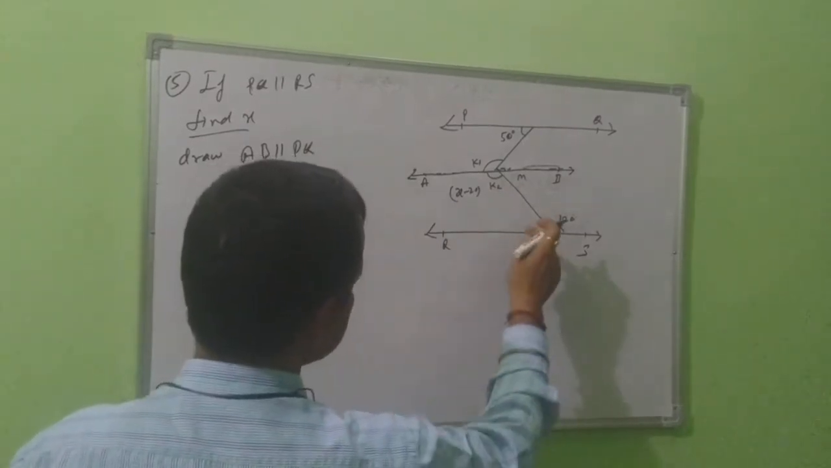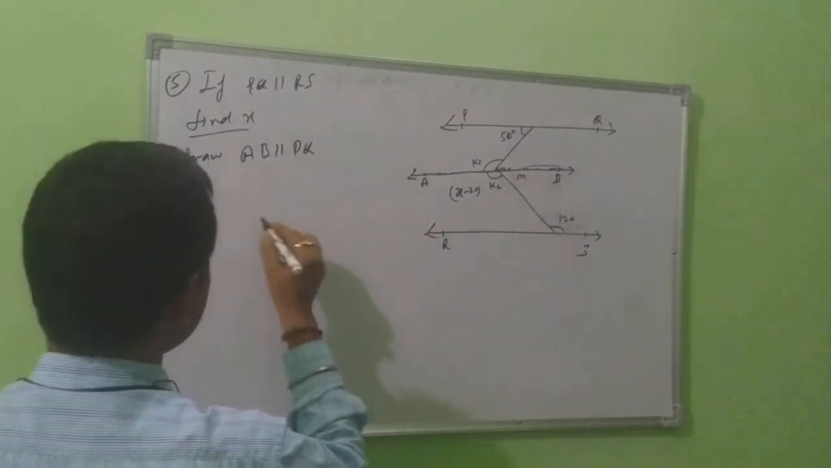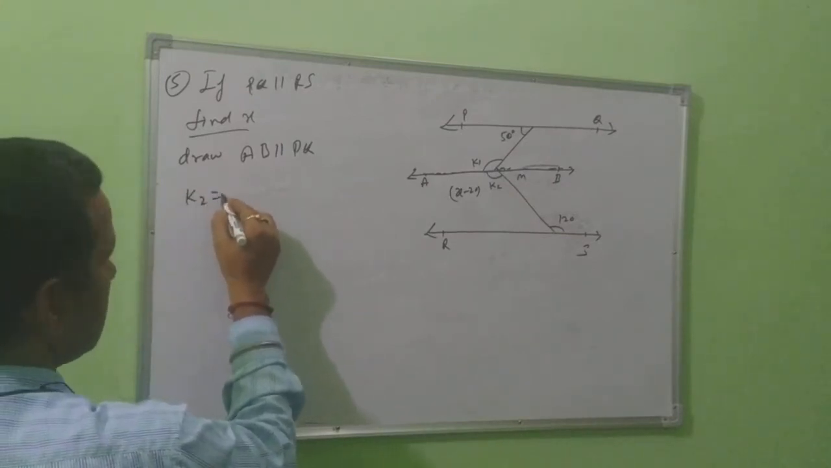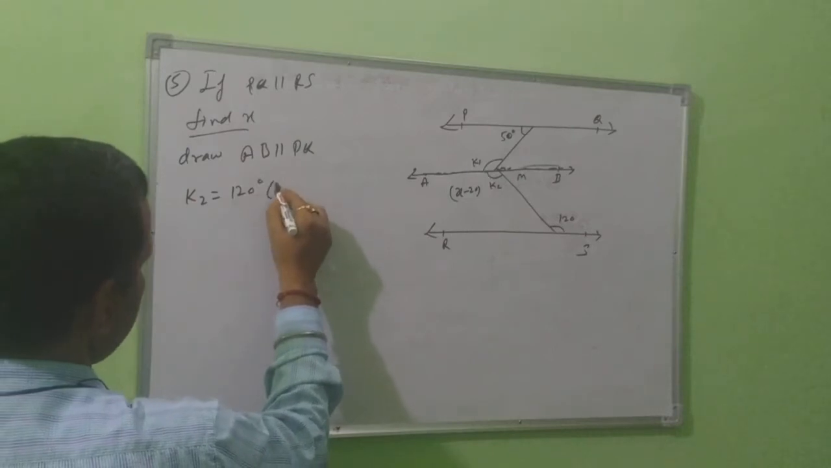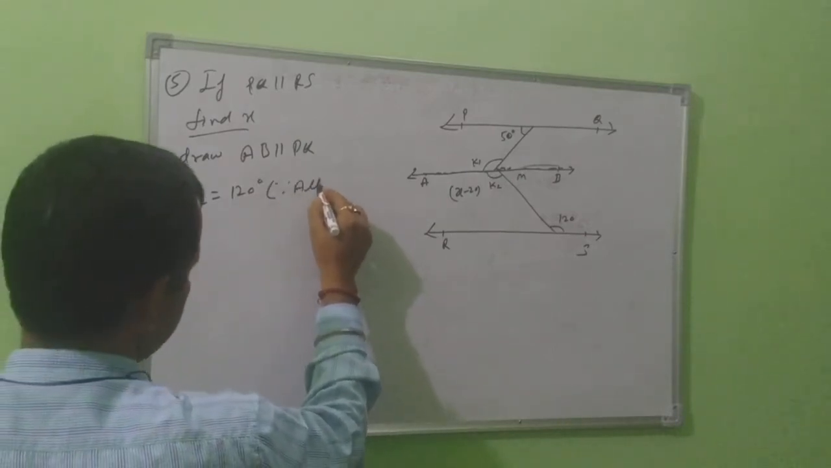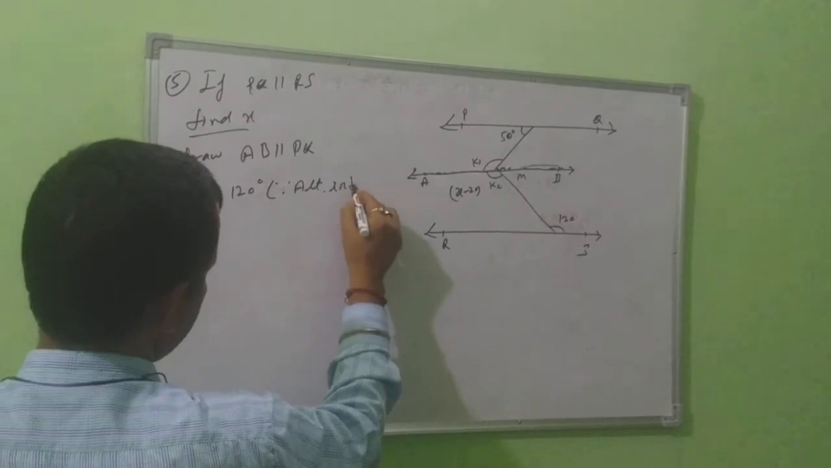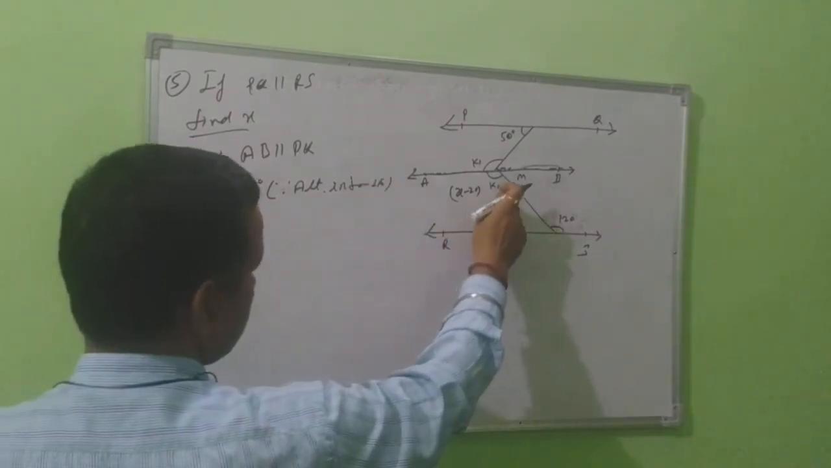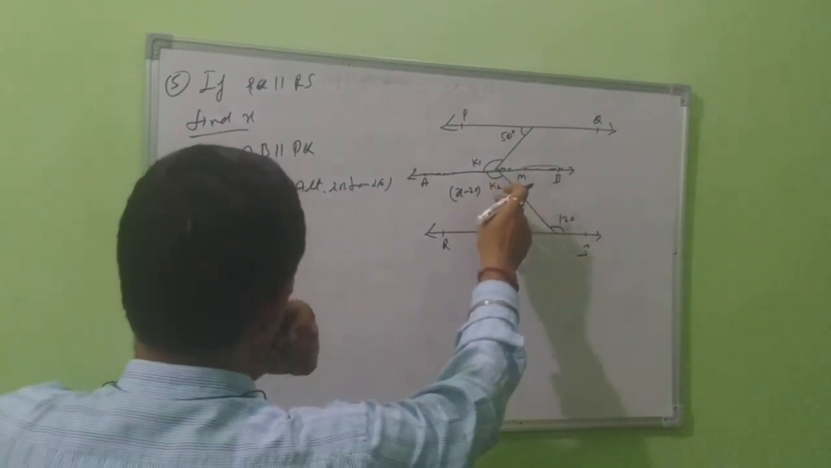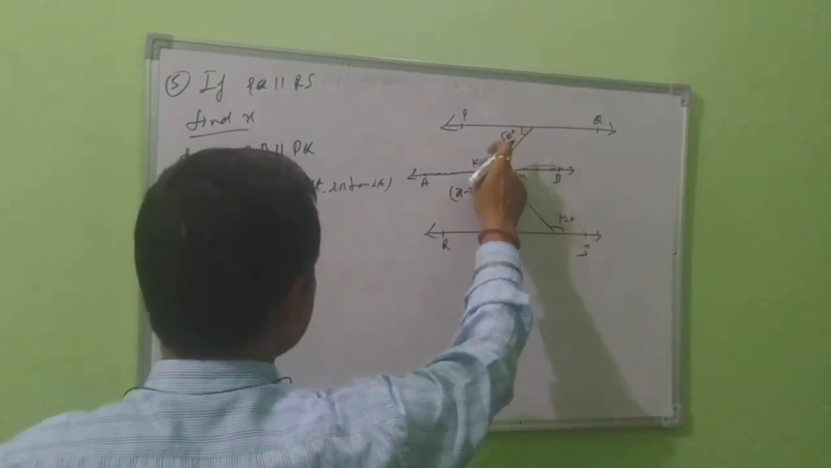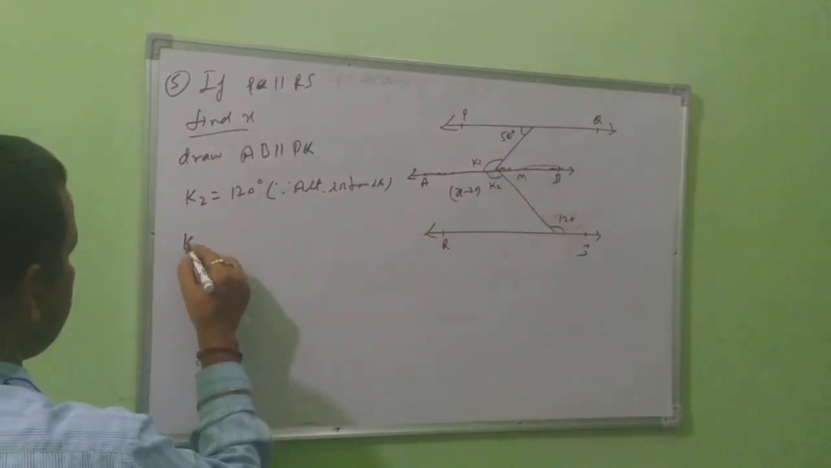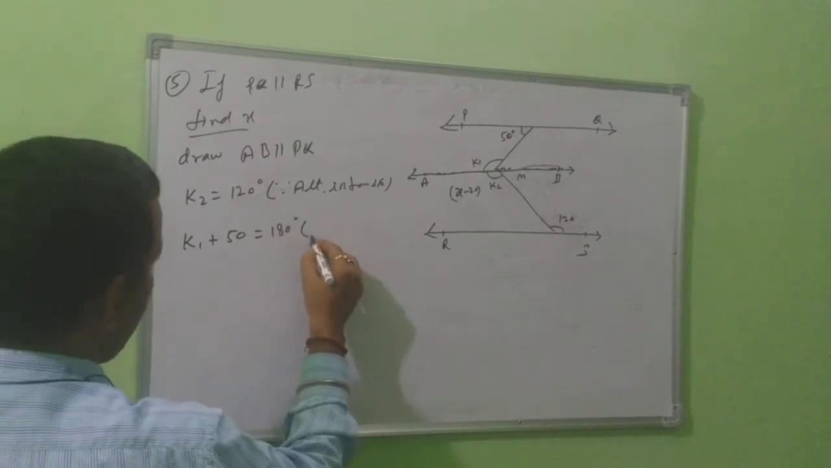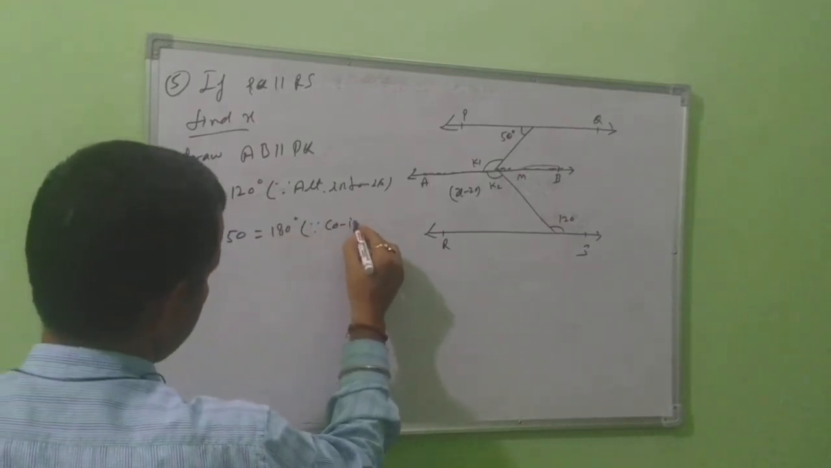How to find out this question? What is the value of K2 here? The value of K2 equals 120 degrees. How is that possible? Because they are alternate interior angles. The value of K2 equals 120 degrees. After that, this and this angle, same thing here. What is the relation between these two angles? Now K1 plus 50 equals 180 degrees. How is that possible? Because they are co-interior angles.